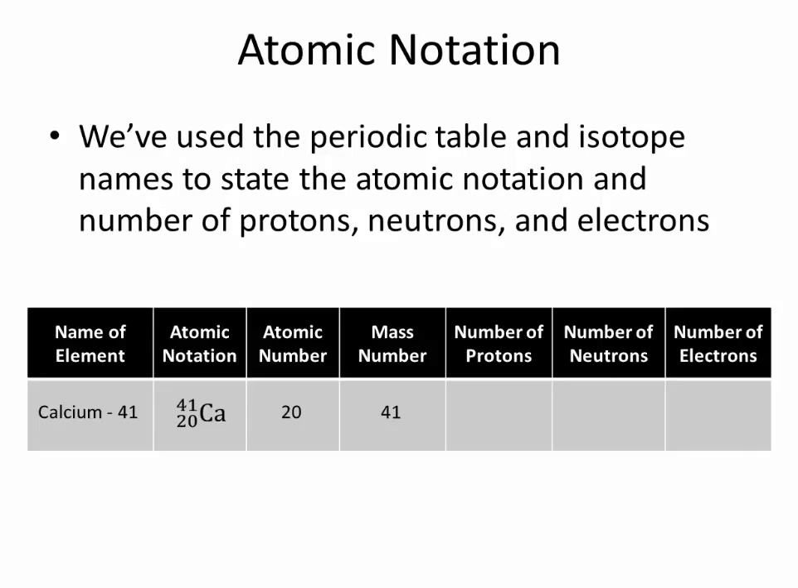We could then use these values to predict the number of protons, which is equal to the atomic number, so 20 in this case. The number of neutrons was equal to the mass number minus the atomic number, so in this case, 21. And finally, we could state the number of electrons because the number of protons and electrons should be equal in an atom, and therefore, there are 20 electrons.